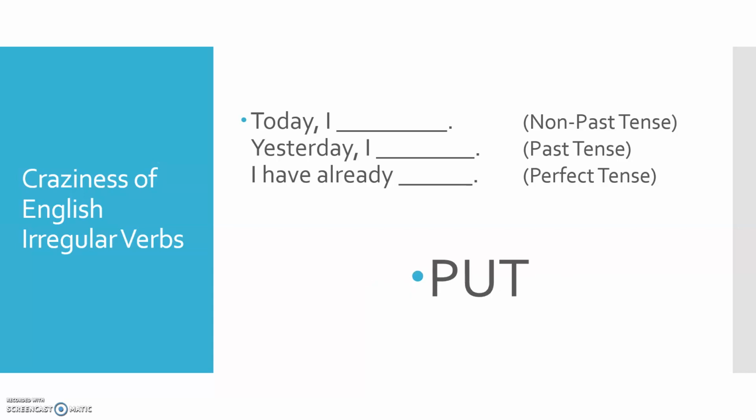Okay, almost done. Today I put, yesterday I have already. So this could be one of the weirdest ones. It's not hard because it's a high frequency one, but it's a weird one because a verb like put does not change. There's no inflection marked on put at all. Today I put, yesterday I put, I've already put.